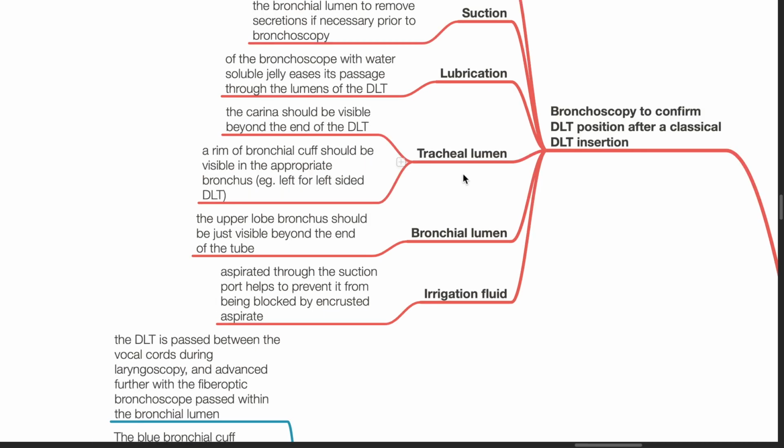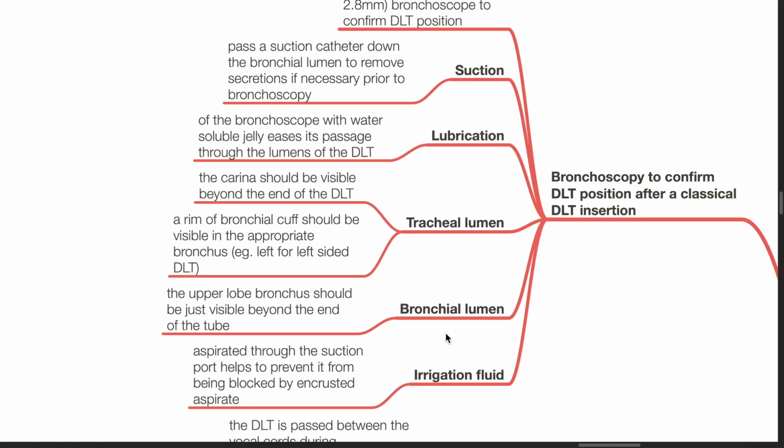Insert the bronchoscope through the tracheal lumen. The carina should be visible beyond the end of the DLT. A rim of bronchial cuff should be visible in the appropriate bronchus, left for a left-sided DLT and right for a right-sided DLT. Then insert the bronchoscope through the bronchial lumen. The upper lobe bronchus should be just visible beyond the end of the tube. Irrigation fluid aspirated through the suction port helps to prevent it from being blocked by encrusted aspirate.